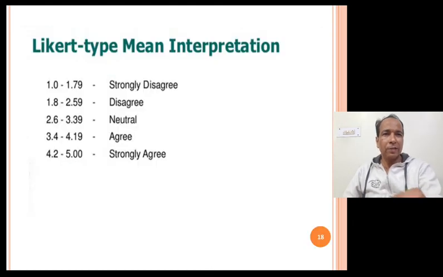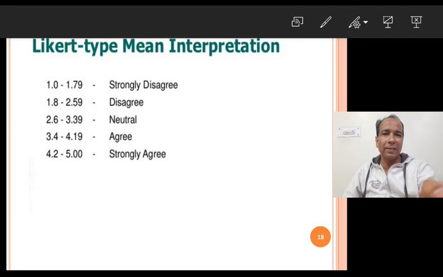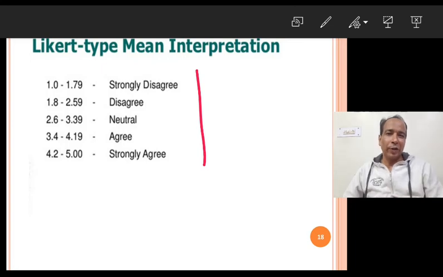So dear learners, now see how the mean values can be categorized with these 5 choices. This we need to know. These are the 5 choices: strongly disagree, disagree, neutral, agree, strongly agree.